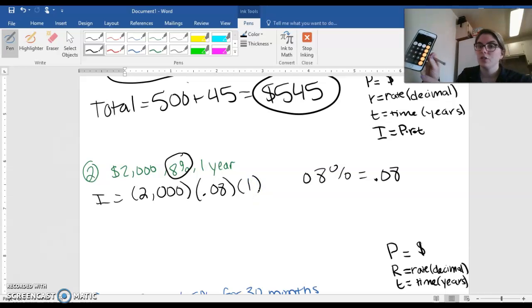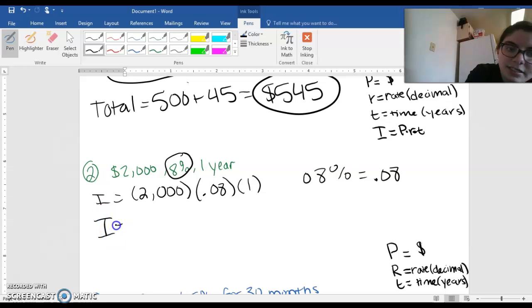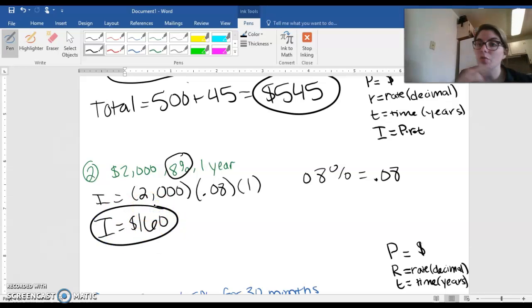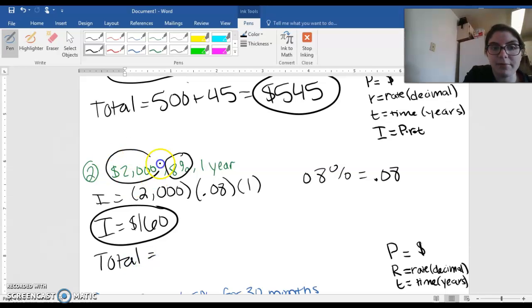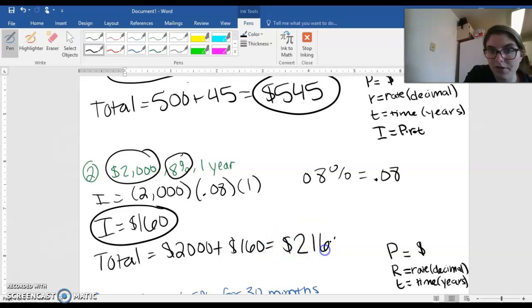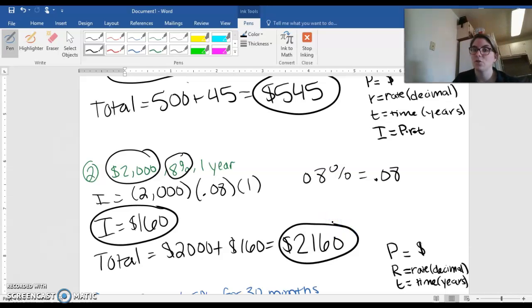All right, so I'm going to take 2,000 times 0.08 times 1, 160. Okay, so I know my interest is going to equal $160. Okay, so my total would be the amount I originally put in, so the $2,000 plus the $160. So that would give me $2,160 total.